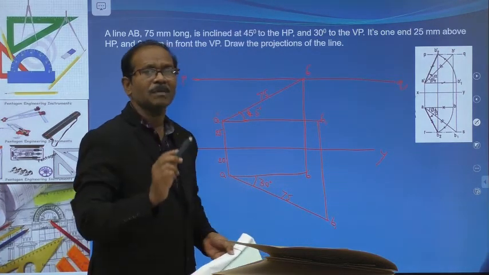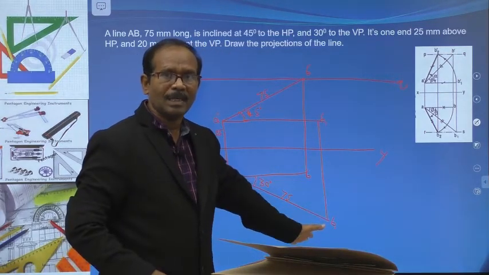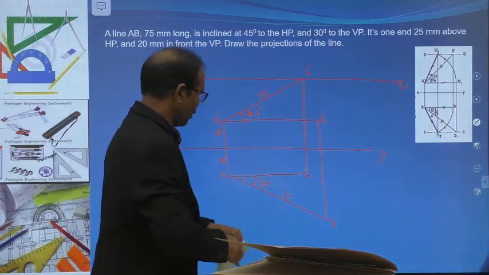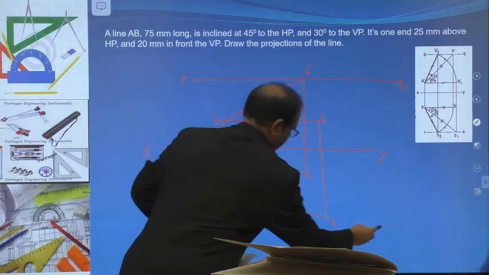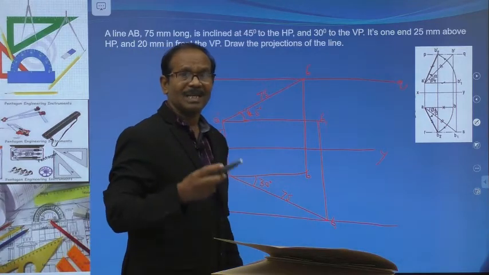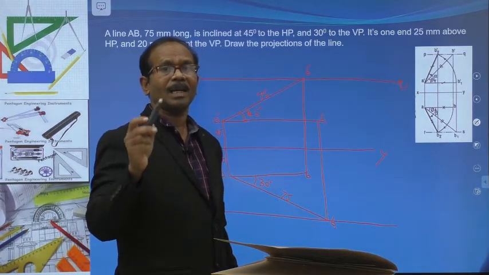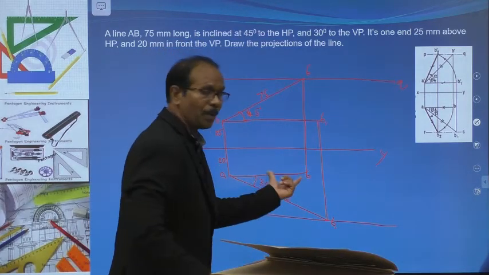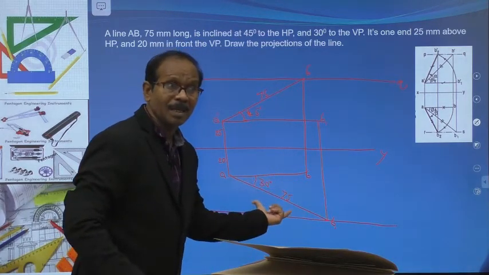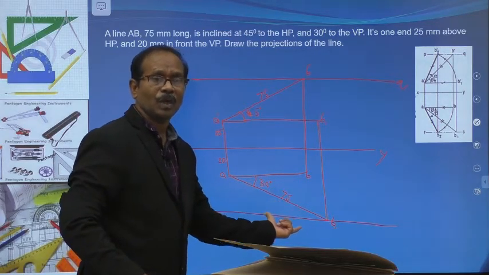Now two steps are completed. After the second step, I got one more locus line. Now what is the final stage? While rotating the line inclined to both planes, what is its top view? Its top view AB changes to a new location.